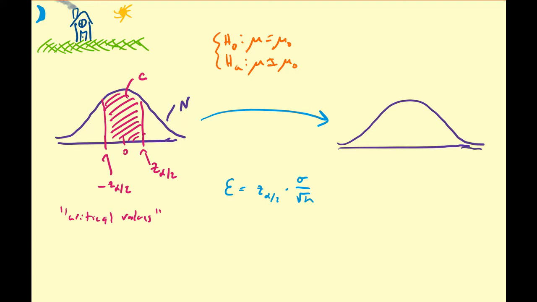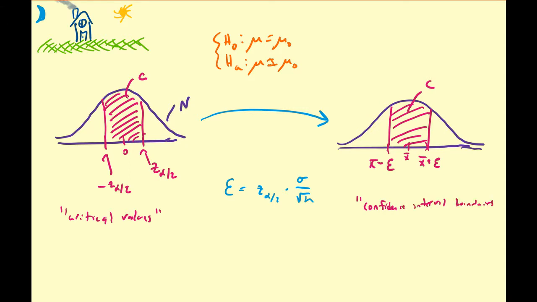And this picture is going to pretty much look almost the same. So again, this is going to be equal to C, but these points on the axis are not z-scores. This is going to be x bar minus epsilon, and this is going to be x bar plus epsilon, with x bar in the center of what we call our confidence interval. So these are our confidence interval boundaries, namely that one and that one.